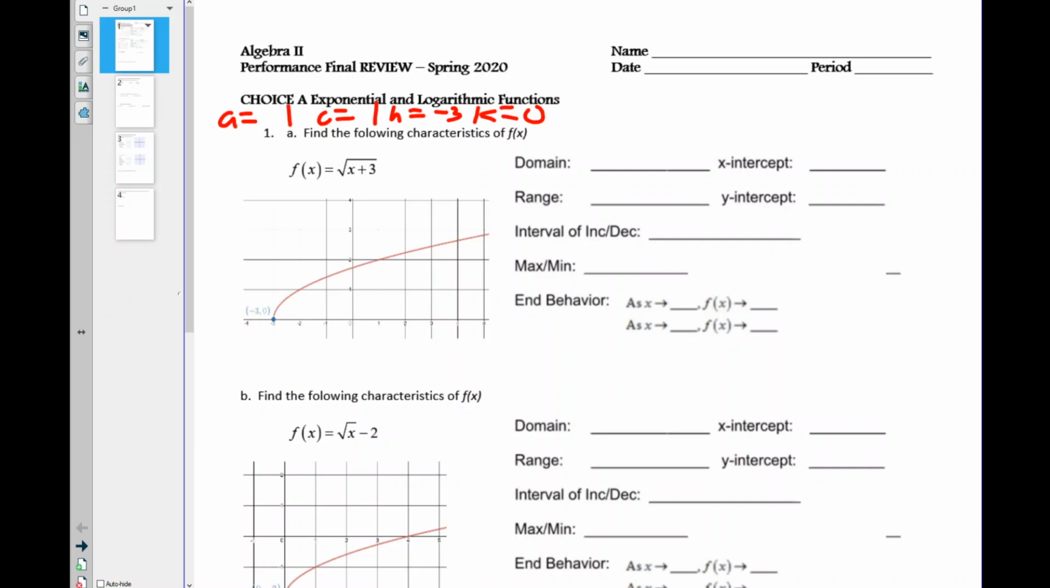Now, the thing about radicals is that, remember, on one side they have an endpoint, on the other side it goes on forever, and that endpoint can always be found at H and K, which in this case is -3, 0.